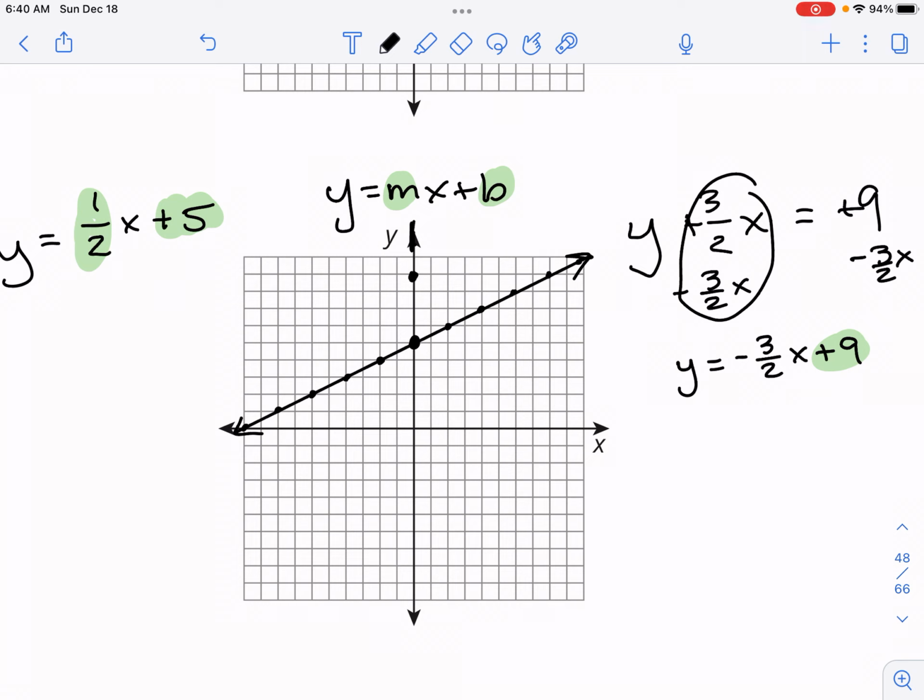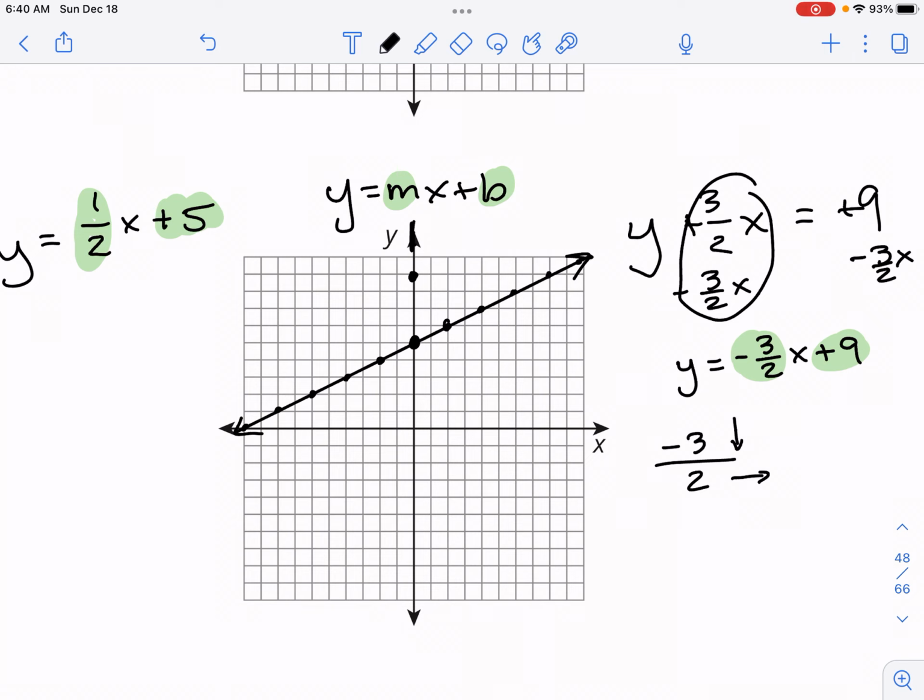All right, and our slope is slightly different. It's negative 3/2. Typically we have a negative, right? If you remember, we put it with one of the numbers. I'm going to put it with the numerator. Negative 3, that means I go down 3. Positive 2 means I go right 2 for my rise over run. So I'm going to go down 3, right 2.